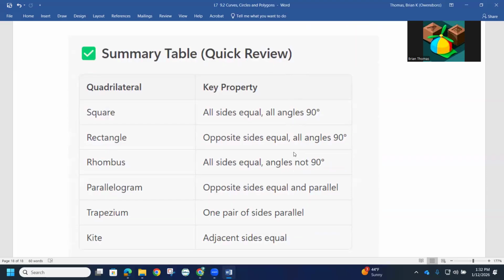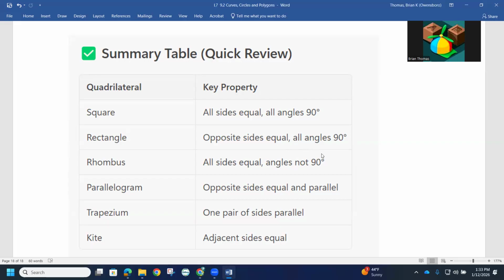So this is a quick review of the different types of quadrilaterals. A square, we know that all sides are equal, all angles are 90 degrees. A rectangle, we have opposite sides equal, all angles are 90 degrees. A rhombus, all sides are equal, but we don't have to have 90-degree angles, not necessarily. A parallelogram, opposite sides are equal and parallel. A trapezium, or as we refer to it, a trapezoid, we have one pair of sides parallel, and then the kite, as we said, adjacent sides are equal.